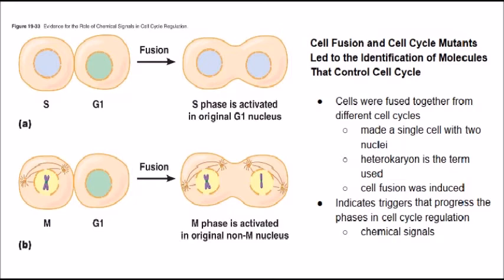The fusion of cells can be brought about by viruses or polyethylene glycol, or by a brief electrical pulse, which causes plasma membranes to destabilize, and that is how the cells fuse together.